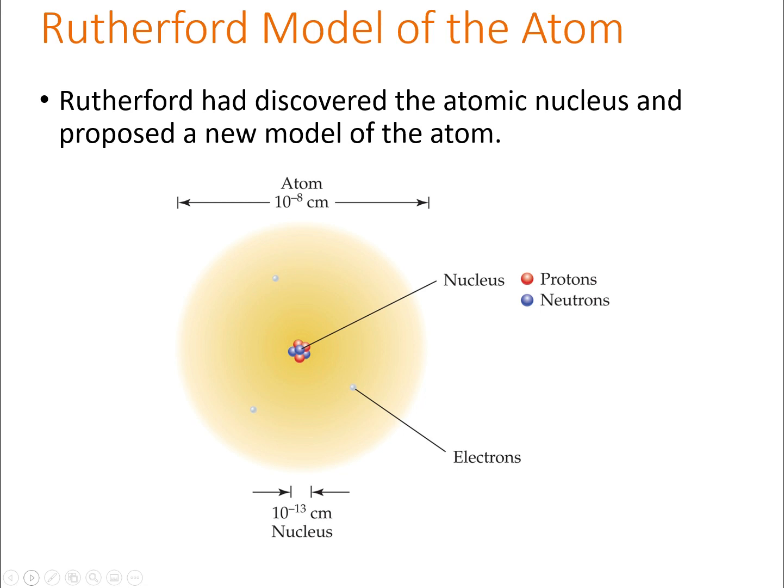So this is just a summary of Rutherford's model. The protons are red, neutrons are blue, the electrons are super small, and they occupy the space outside of the nucleus.